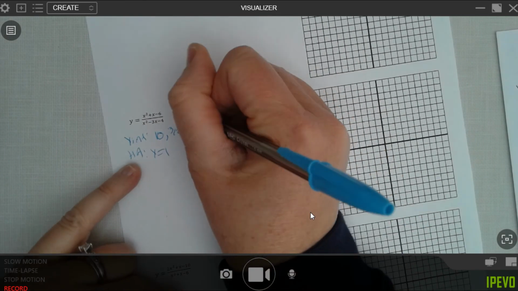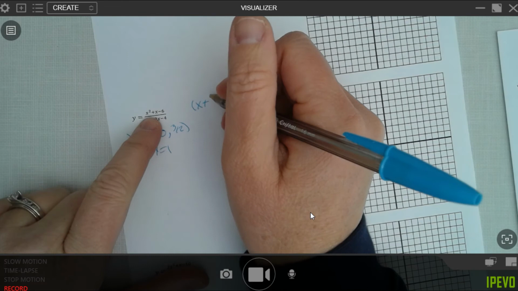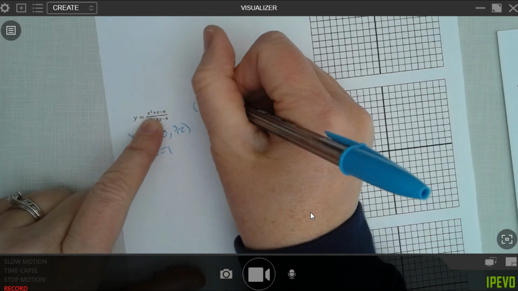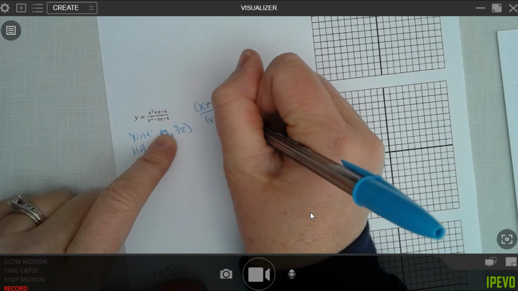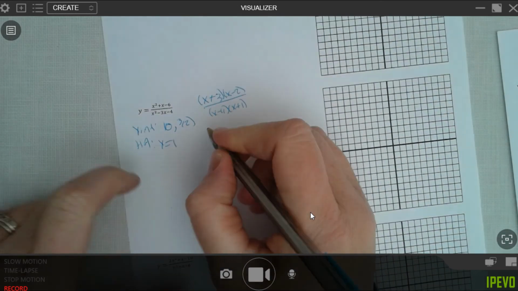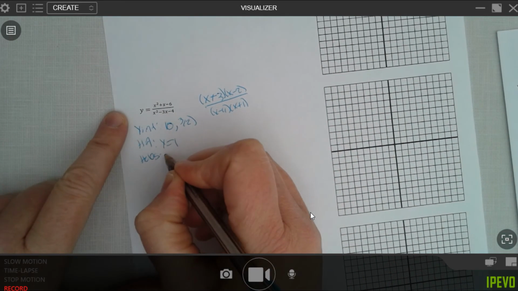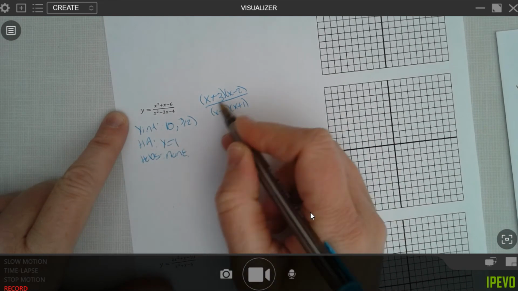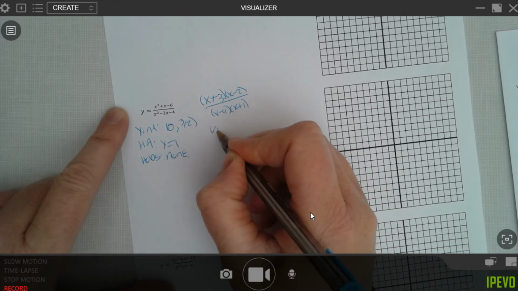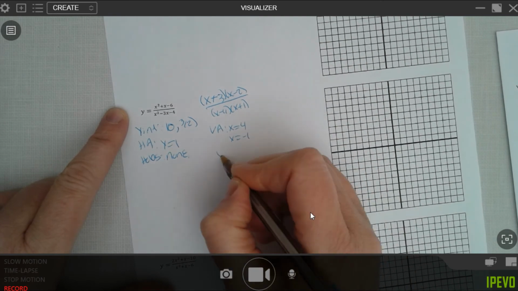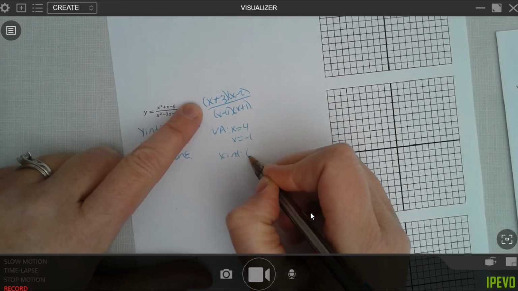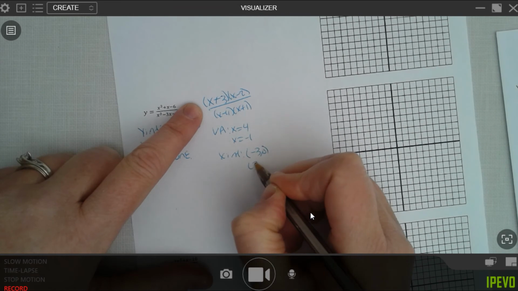And the next step is to factor. So factors of -6 to get 1. Nothing cancels, so under holes, I'm going to write none. Vertical asymptotes are these bottoms right here equal to 0. So x equals 4 and x equals -1. X-intercepts are the top equaling 0. So I have (-3, 0) and (2, 0).